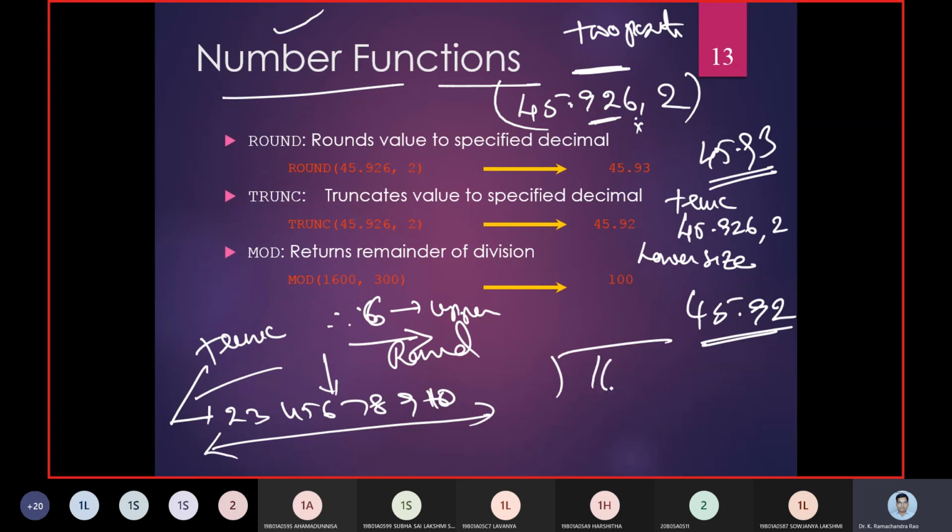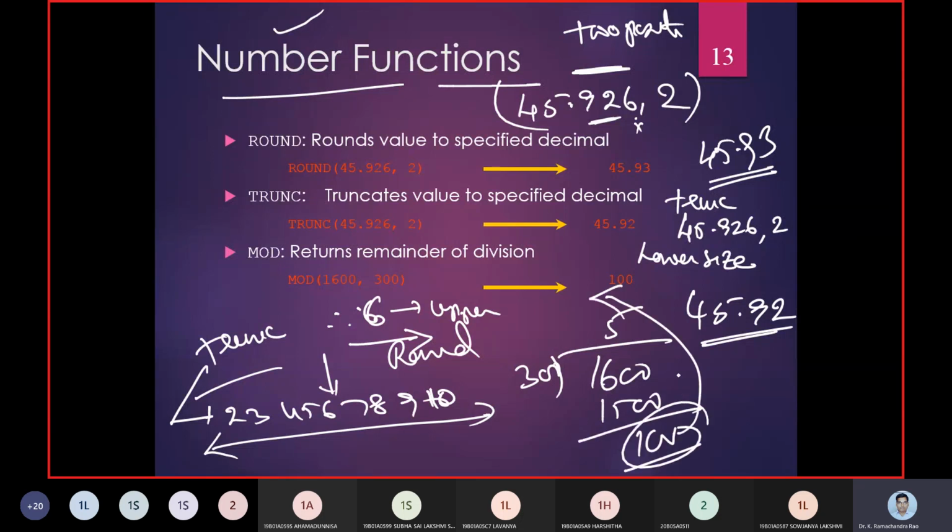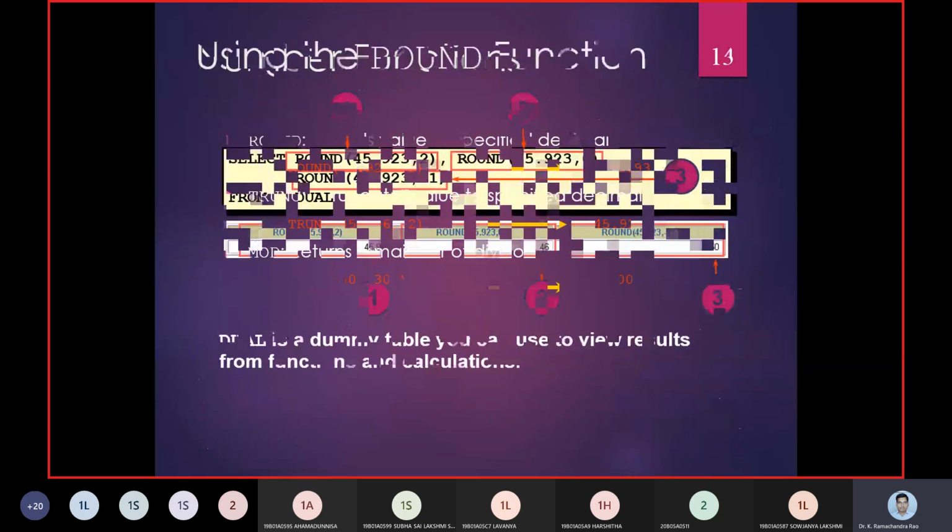And now you have a modulo operation. In modulo operation, you are going to divide this value by 15, and now you get this 100. This 100 we are going to call the remainder, and we get this from the modulo function. So this is regarding round, trunc, and mod here.